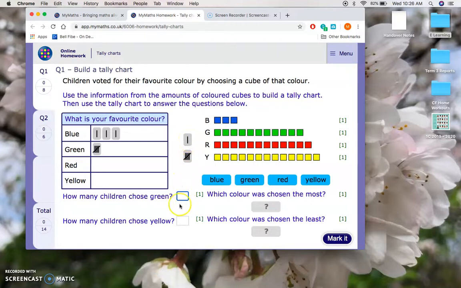Then you need to answer these questions. How many children chose green? Which color was chosen the most? How many children chose yellow? And which color was chosen the least? So a few questions that I would like you to try and answer on your own using your tally chart. First you need to create the tally chart, and then you need to answer the questions.